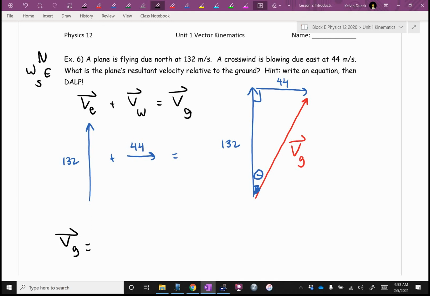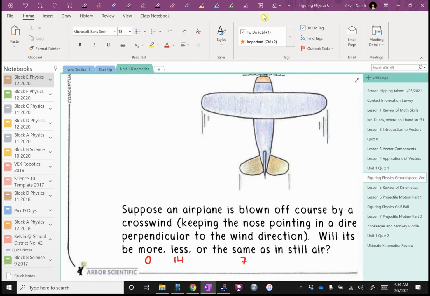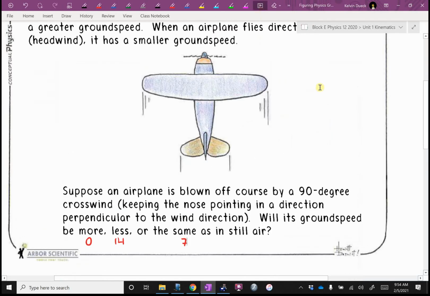What side is it? So, if the ground velocity is always the hypotenuse of the triangle, is the magnitude going to be more, less, or the same as in still air? Always, because it's going to be the hypotenuse.